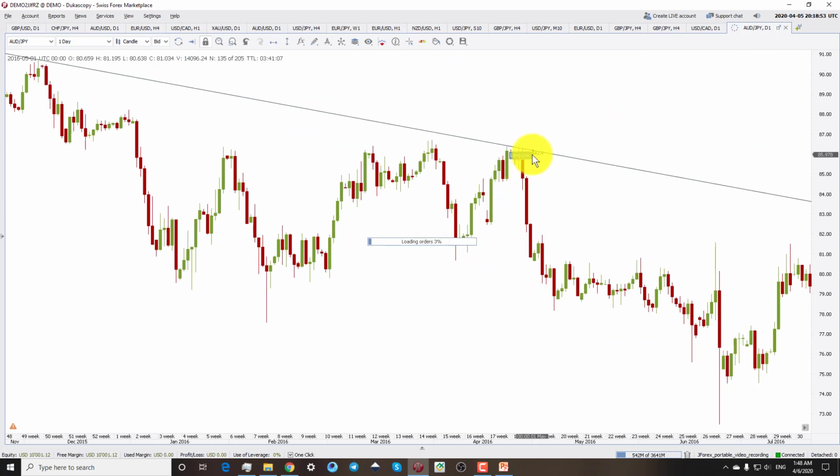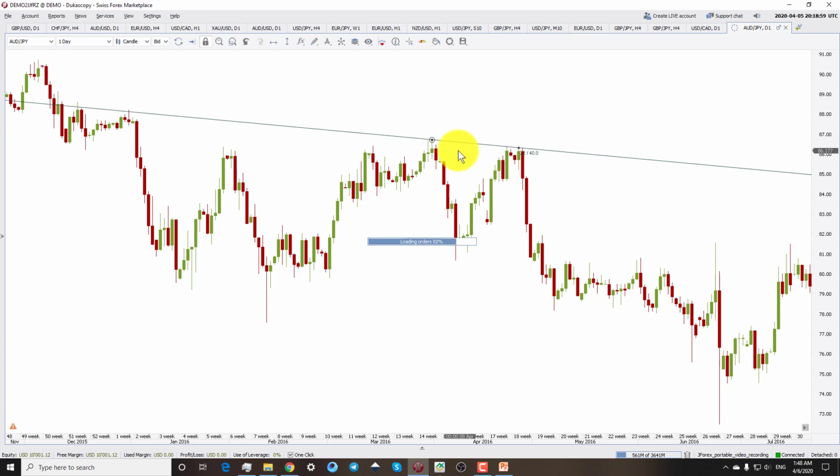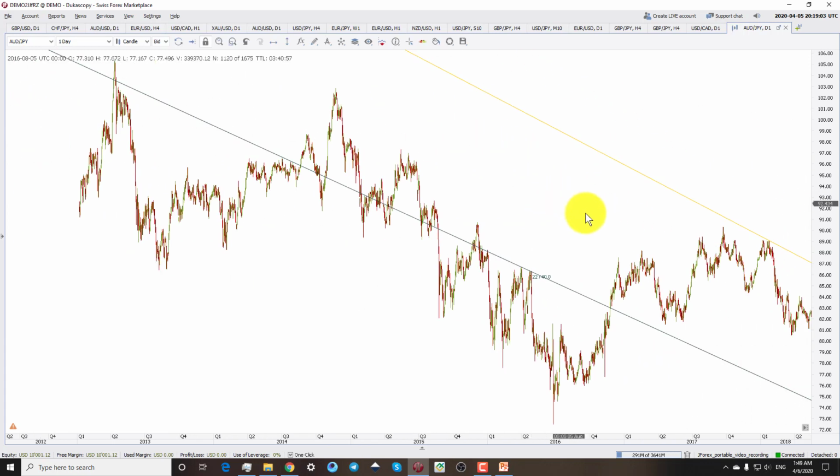But if you start choosing these 2 points which are very close to each other, then it will not be a very good trend line. I hope I have made myself clear in this one also.